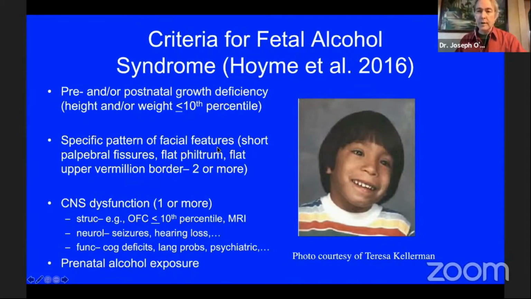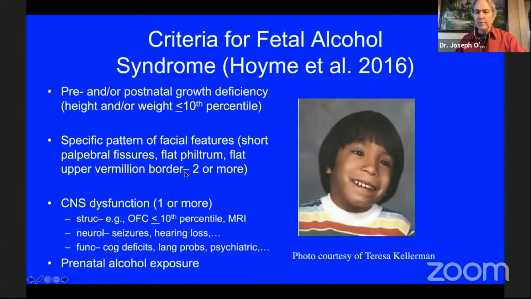This is the so-called facial dysmorphia or the facial stigmata of FASD. It includes 3 main features: short palpebral fissures, that's basically the width of the eye slit, a flat philtrum, and a flat upper vermilion border. You need 2 or more of those to meet this criterion. And here's a cute little kid, a young child with FAS, and looking at the width of his eyes, that looks kind of normal to me, but you'd actually have to measure it. But the philtrum is that indentation in between your nasal septum and the top of your upper lip. In him, it's very flat, practically non-existent. So that is a qualifying feature.